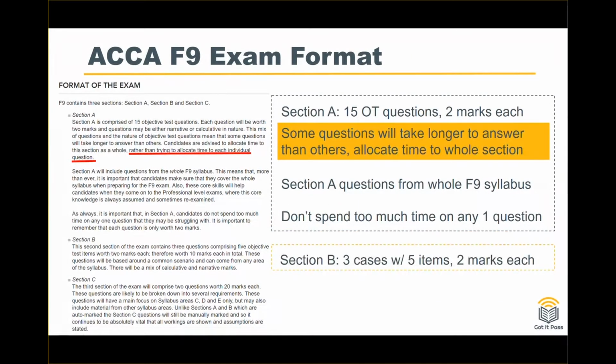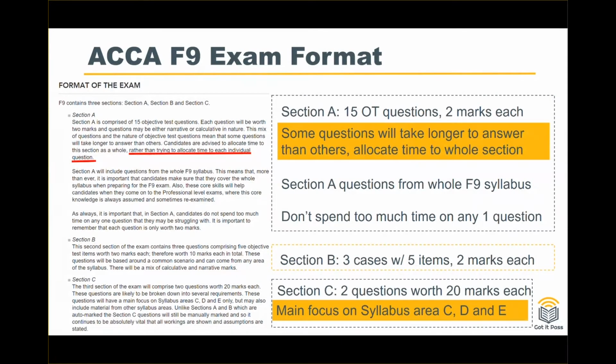For section B, you will be given 3 cases with 5 items for each case and 2 marks for each item. In other words, the total marks for section B is 30 marks as well. I will explain this part later on. And for section C, you will be given 2 questions worth 20 marks each. The main focus of section C is on syllabus areas C, D, and E. It means working capital management, investment appraisal, and business finance will be tested in section C.